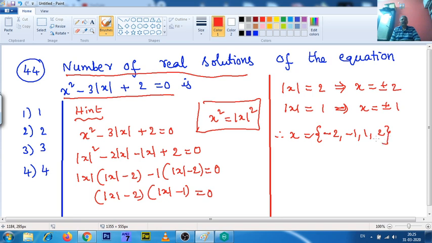Now, tell me how many real solutions? Number of real solutions equals 4. Am I correct? Which is the absolutely correct option? The fourth option.